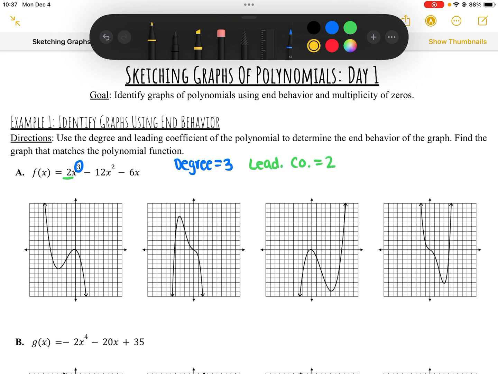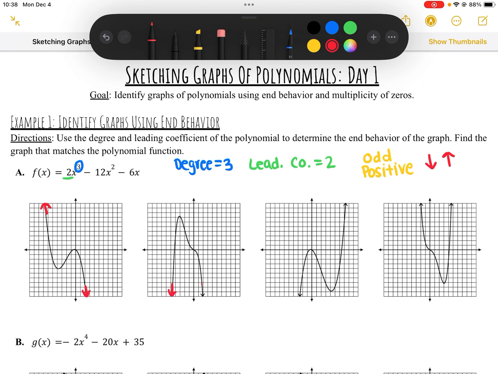Now, looking at my degree, 3 is an odd number. And my leading coefficient is 2. That is a positive number. So for odd positive, we need to think about our end behaviors. The first arrow is going to go down. Second arrow is going to go up. So I need to find a graph where on the left we're going down, on the right we are going up. So for the first graph, we're going up, then down, so no good.